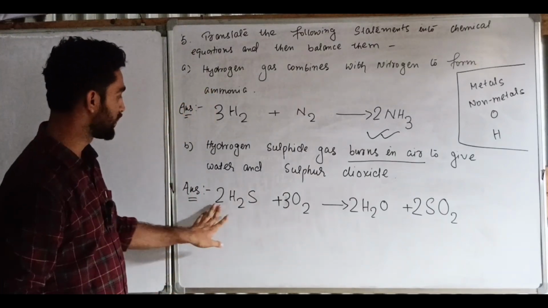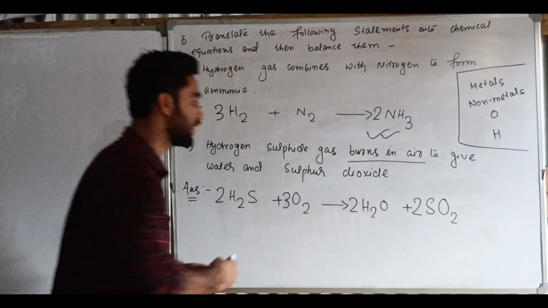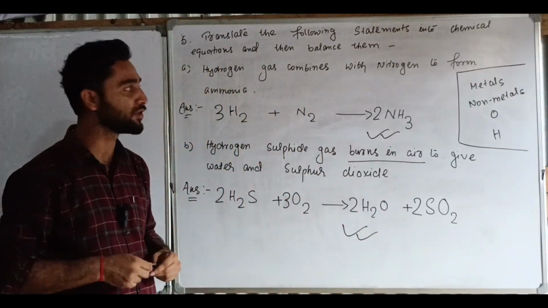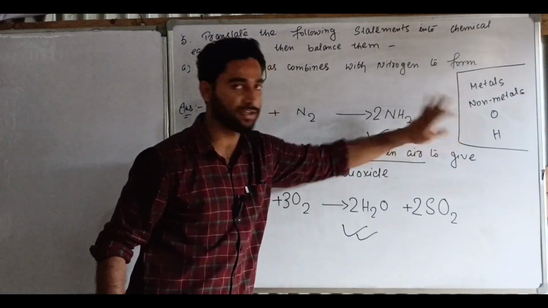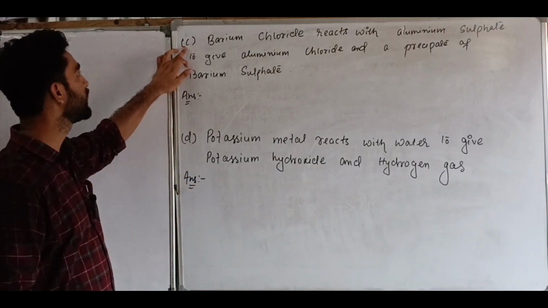Now check the hydrogen. Hydrogen 2 to the 4. This side hydrogen 2 to the 4. Now the reaction became balanced. So instead of applying the hit and trial method, always follow this track. Metal, non-metal, oxygen and hydrogen. Okay, now let's see the question number C.